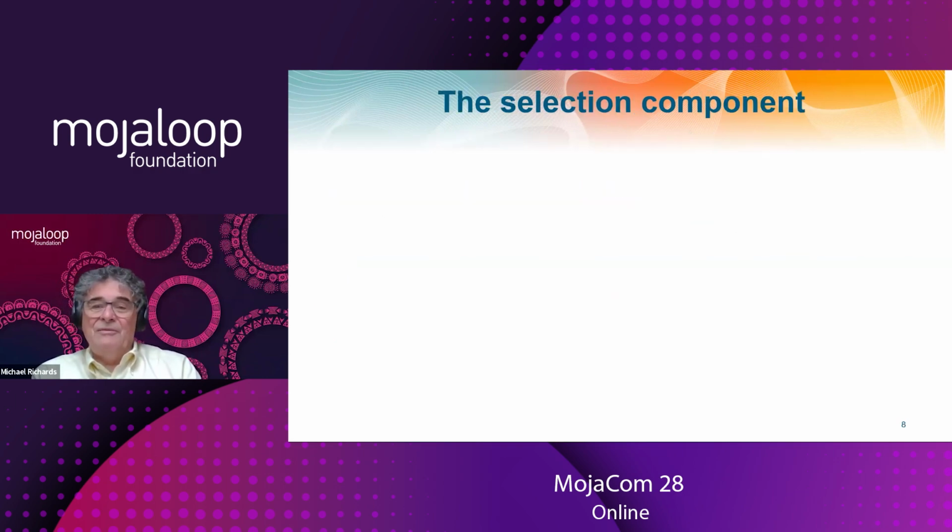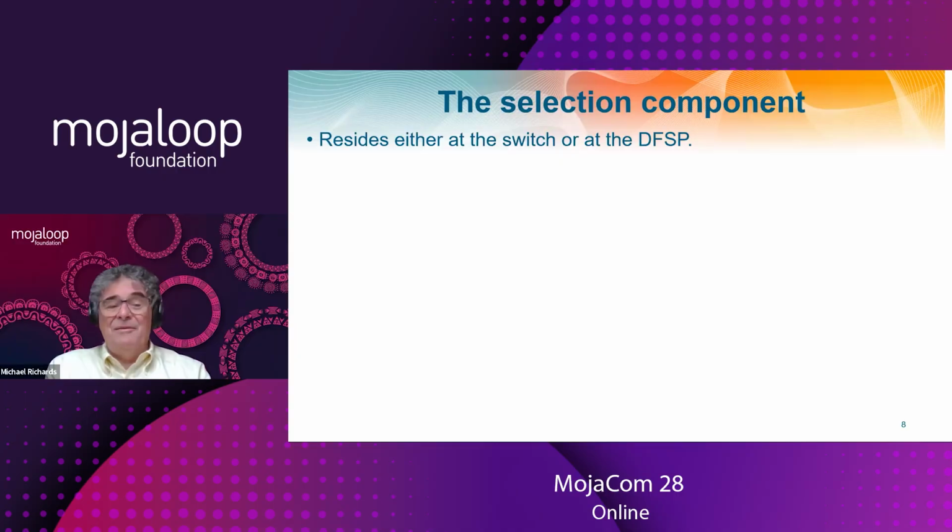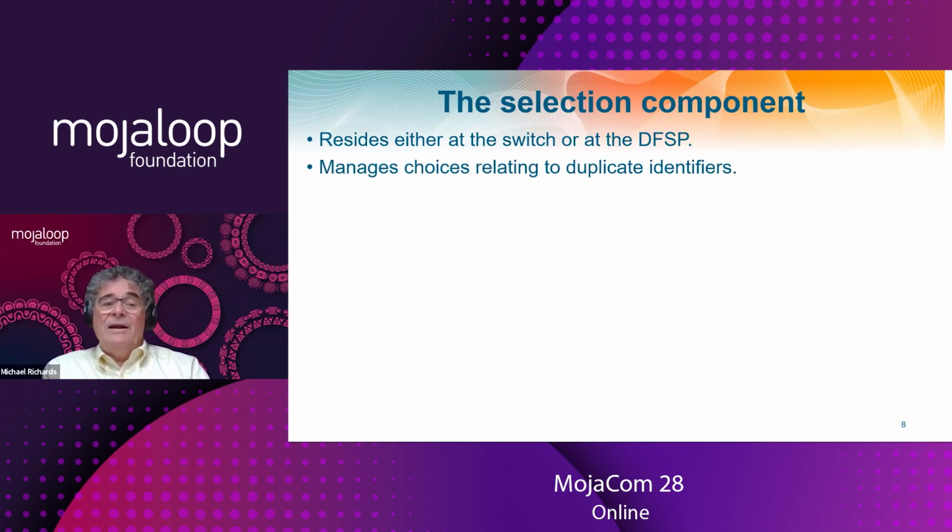Now, let me think about what I've been calling a selection component. The idea of this is it's something which essentially provides support to a DFSP, in this case the sending DFSP, to enable it to make good choices about which DFSP to send to. I imagine this is something that could reside either at the switch or at the DFSP, and it would manage choices relating to duplicate identifiers.